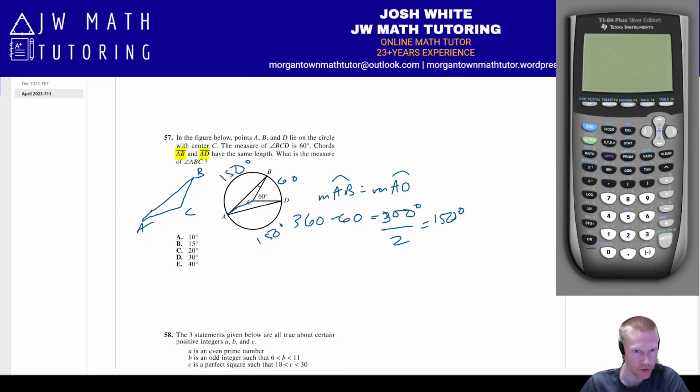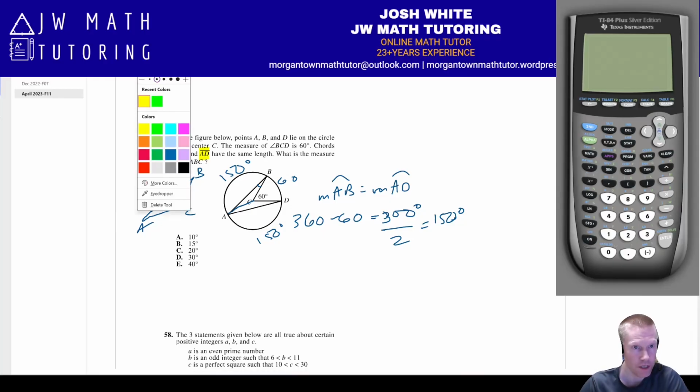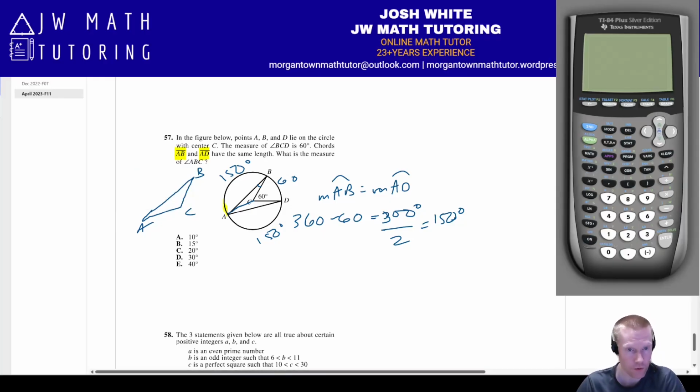Angle C in this triangle, or angle ACB, if you want to call it that, is a central angle, and it corresponds to this arc that is 150 degrees that I just found. In other words, this arc right here, AB, is 150 degrees, and it has the same measure as its central angle. Therefore, this angle right here is 150 degrees. So that means we have 30 degrees left to split up in the triangle between A and B.